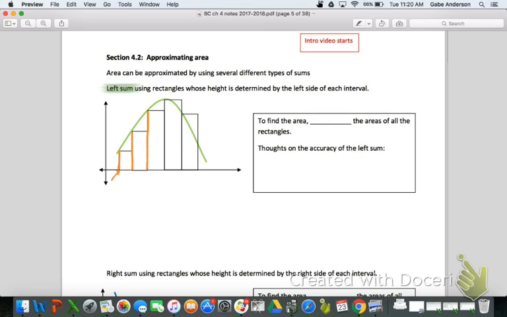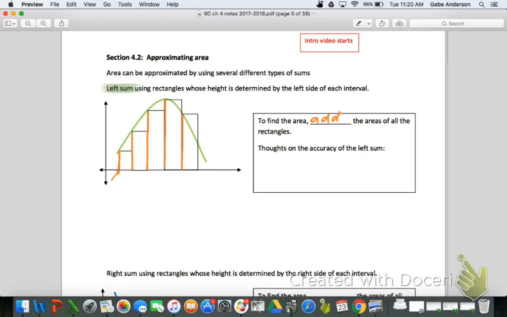Every single time, it's the left edge of the interval that tells the rectangle how tall to be. So if we were going to use a left sum to approximate the area, we would take all those rectangular areas and we would add them up, or sum them up, to get the approximation.